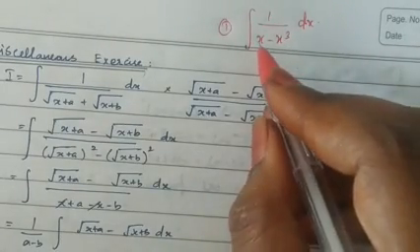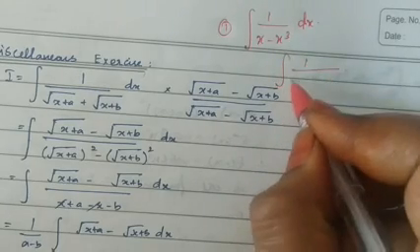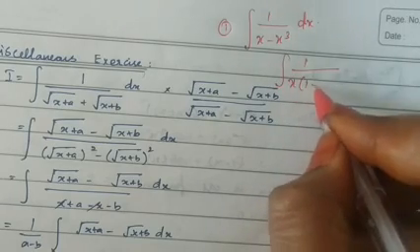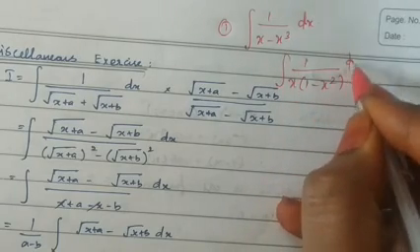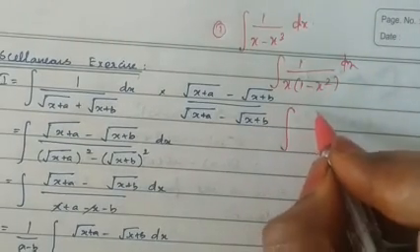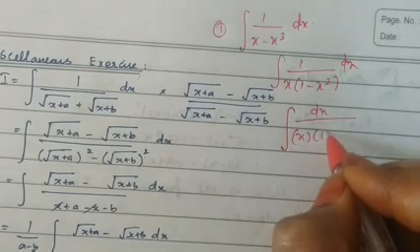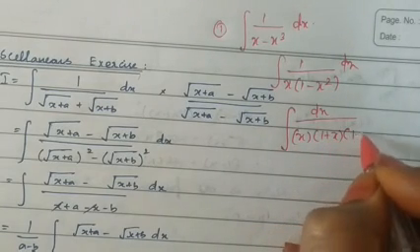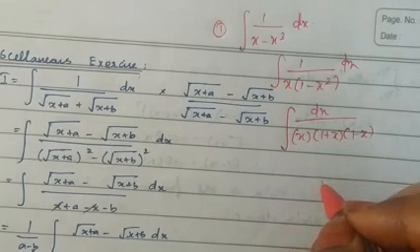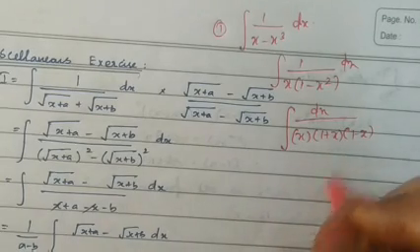Now let us see this x minus x cube. When you observe it, x minus x cube can be written as x, and when you take x outside, you will get 1 minus x squared into dx. Whenever it is of the form a squared minus b squared, it can be written as a plus b into a minus b. Therefore, you will get x into 1 plus x into 1 minus x. Now, when the denominator is a product of many terms or two terms, then you can apply partial fraction. Therefore, you should apply partial fraction.